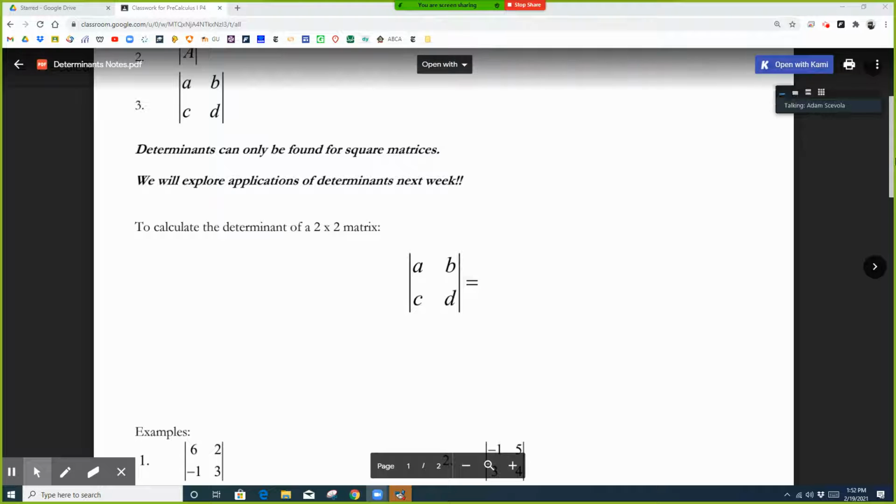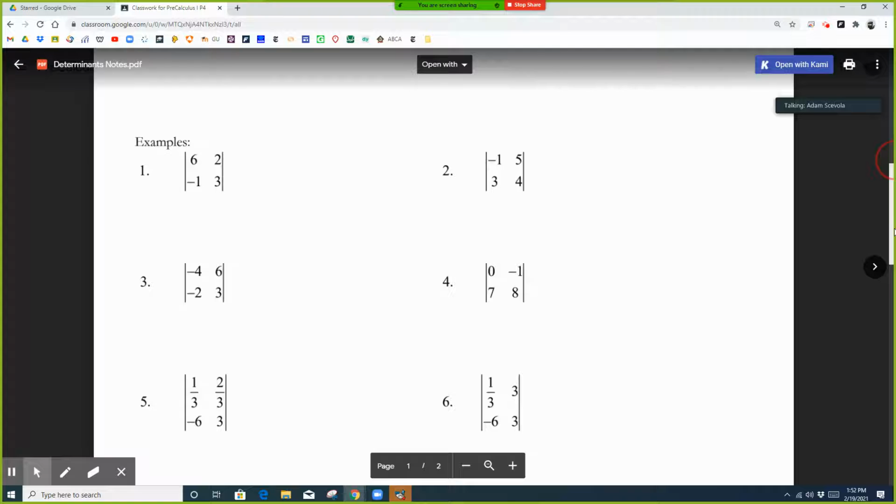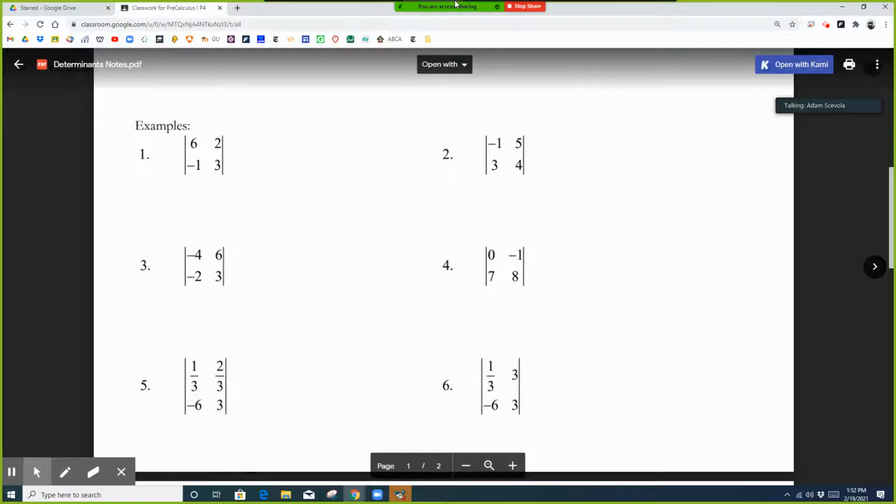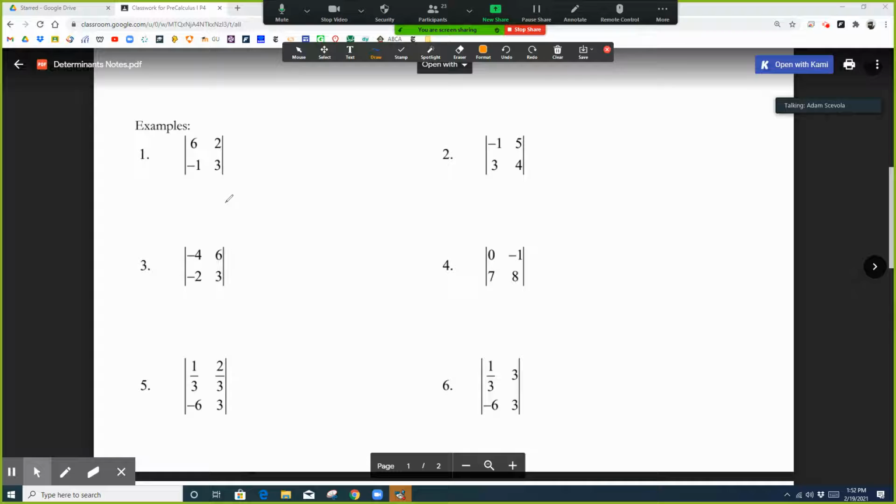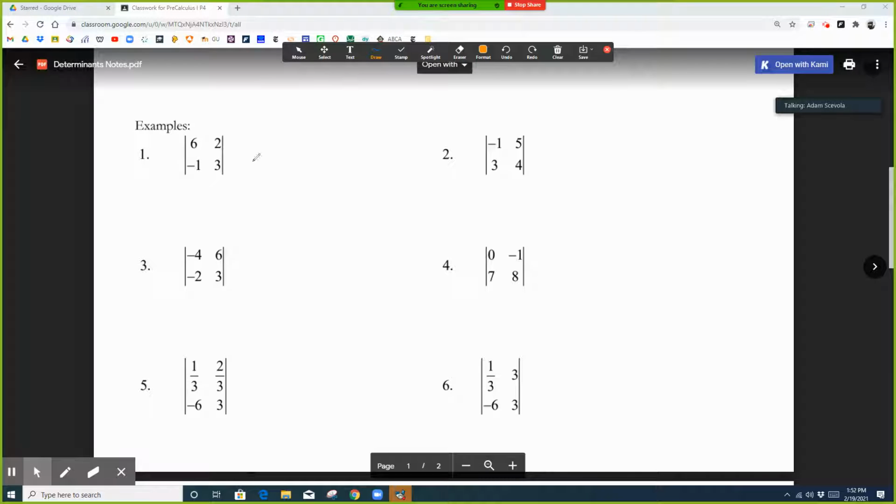So starting off with the basics here, if we were asked to find the determinants of these, this first matrix, number 1, you would just do 6 times 3, so you'd get 18, and then subtract 2 times negative 1. So 18 minus negative 2 would be like 18 plus 2. So the determinant is 20 for that matrix. For number 2, you would do negative 1 times 4 and get negative 4, minus 5 times 3, 15. So we get negative 19.